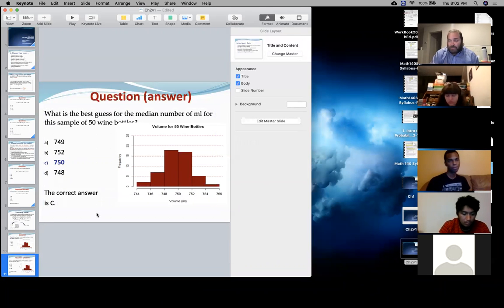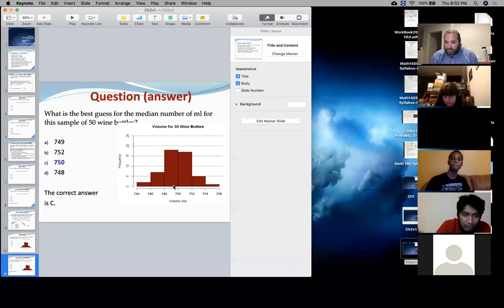The median is halfway between the 25th and the 26th data point. And because it's halfway between the 25th and 26th, you just identify what the 25th data point is and what the 26th data point is. And they are both 749. My bad, I have a question.